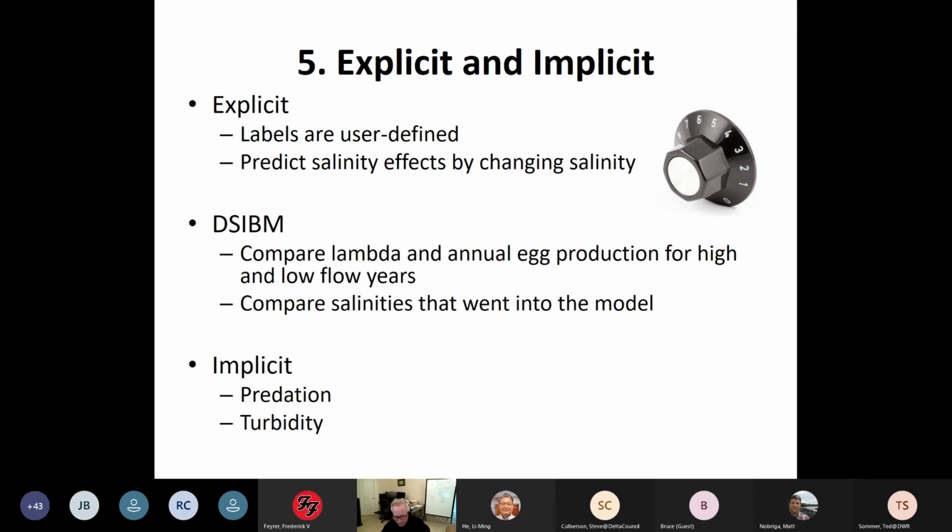Implicit, well, we talked about this already. We can do a predation effect. I don't need to follow every striped bass in the Delta Smelt model, but the modeler or the analyst needs to know how much, where, and when. And then it's pretty easy to do that. On the other hand, turbidity, I've still wrestled with, and now, based on the questions, I'm enthused again to try it again.